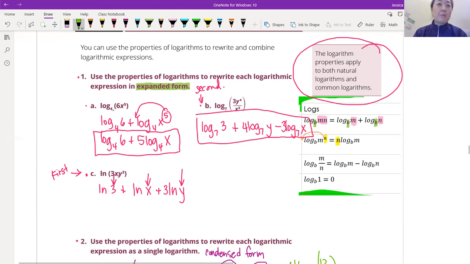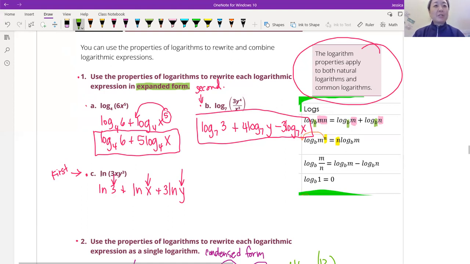All right, here we go. So again, log base 4, I know is going to stay the same. And I notice that these are multiplying, so I am going to have to separate them out by a plus. So it's going to be log base 4 of 6 plus log base 4 of x to the 5th power. But I do know that the 5th power, what do I do with that? Bring that to the front. So this is what it's going to look like all expanded out. This is what we call expanded form. Why? Because it's expanded. It ate a buffet. It needs to expand. I'm just kidding.